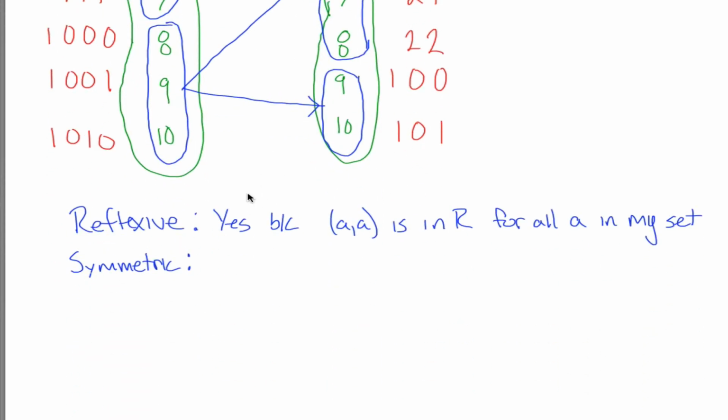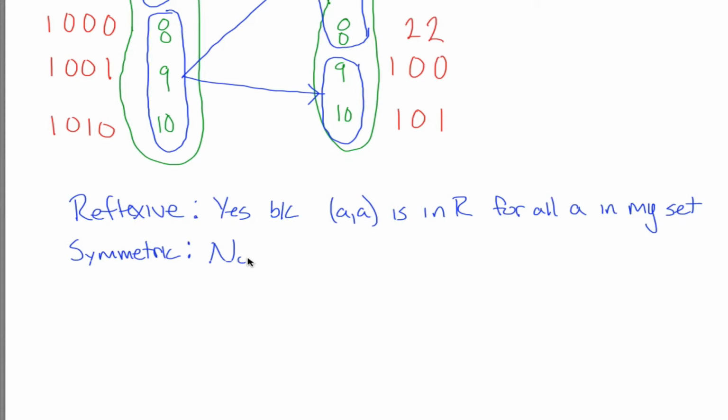So one way you could show that it's not symmetric is: note 9, 5 is in R, but 5, 9 is not. You only need one counterexample to show that it's not symmetric. This relationship is reflexive, but it's not symmetric. What about transitive?